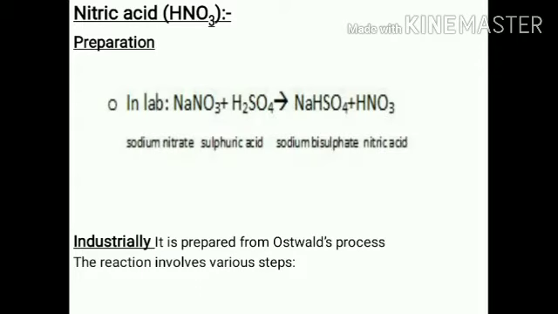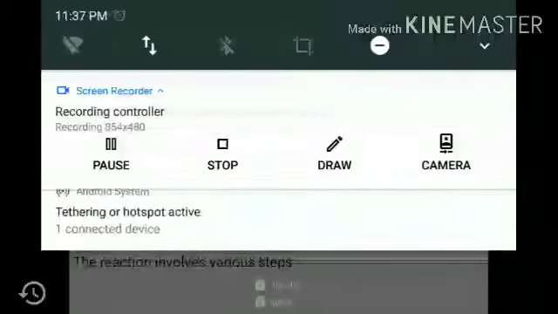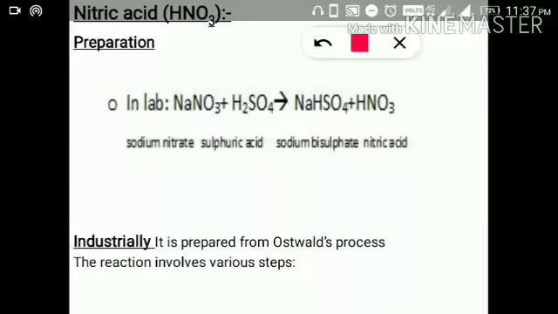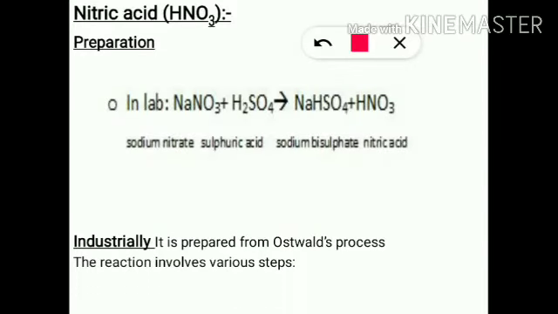Now we will discuss the industrial method. In the industrial method, we can prepare nitric acid by the Ostwald process. This is the Ostwald process, the most important process. You will get one question in your board exams, so you should know about it. What is the Ostwald process? I would like to tell you point by point. This process occurs in 3 steps.